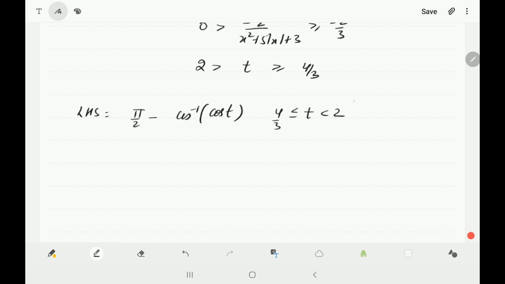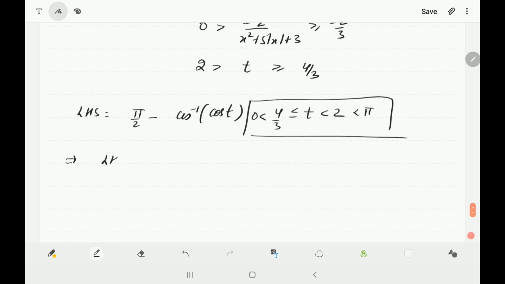Now 4 by 3 to 2 is already lying between 0 and pi. It is already in the principal value branch. Is this clear? 4 by 3 is greater than 0 and less than pi. 2 is also greater than 0 and less than pi. So both these values are between 0 and pi. So we can easily say that t is in the principal value branch, and hence our left hand side will become pi by 2 minus t.